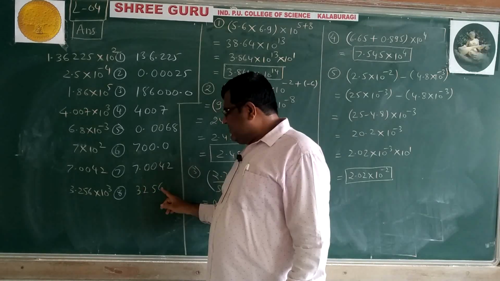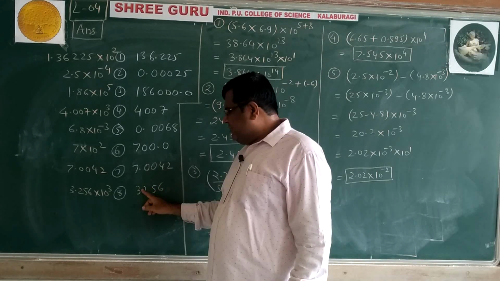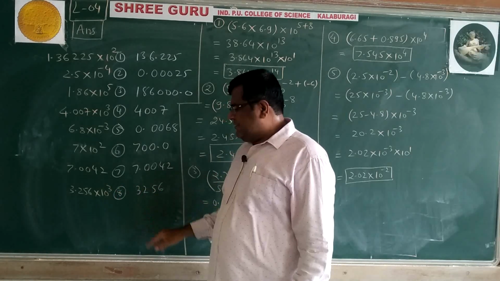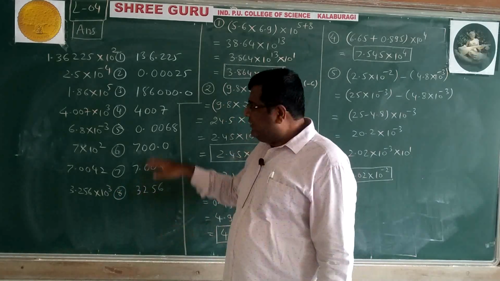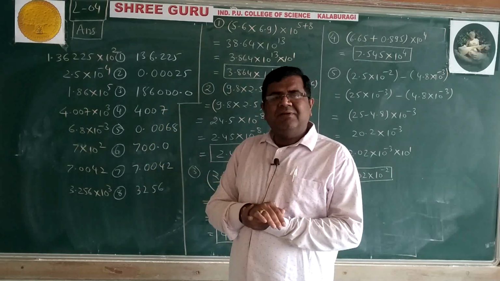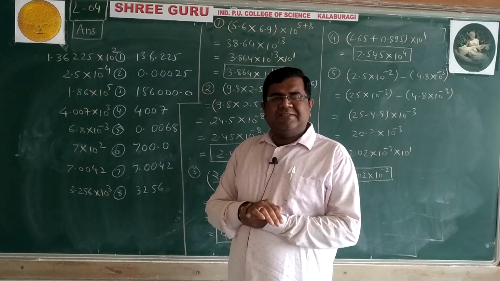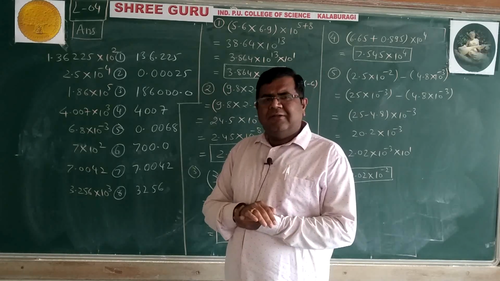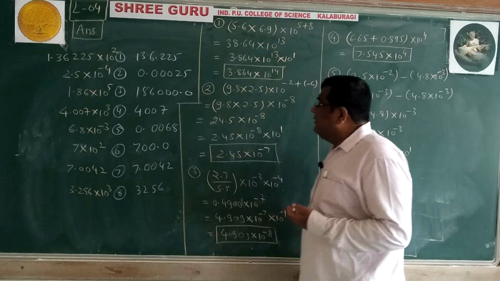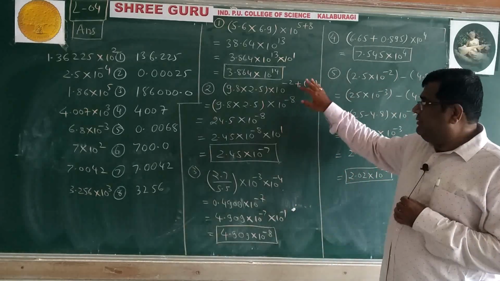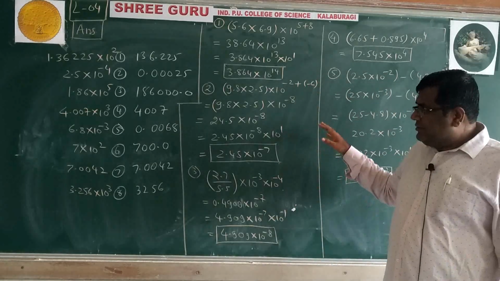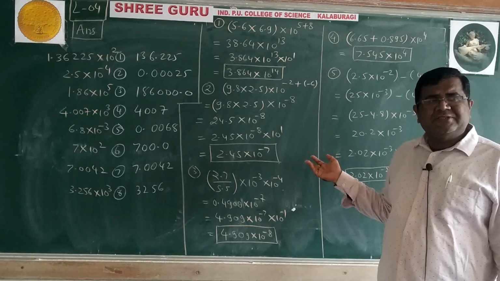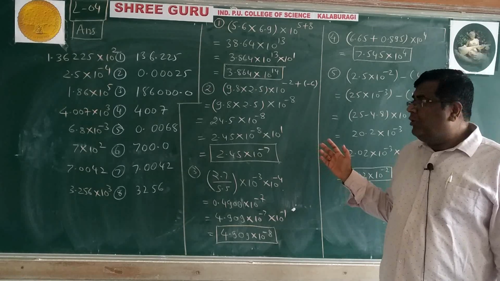3, 2, 5, 6. It is towards the left, plus 3 places, so 3.256 into 10 raised to plus 3. I hope you understood this example. In the annual examination, some questions are seen on this part for 1 mark. It is a very simple part. Also, I have given you some simple questions, which I have already solved on the board so that you can save time. You might have completed these questions in the homework also.